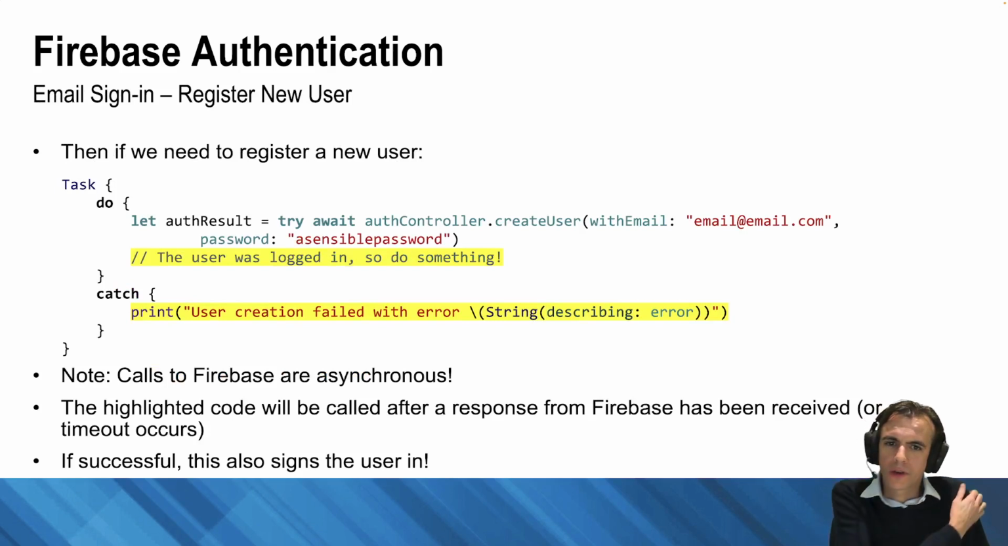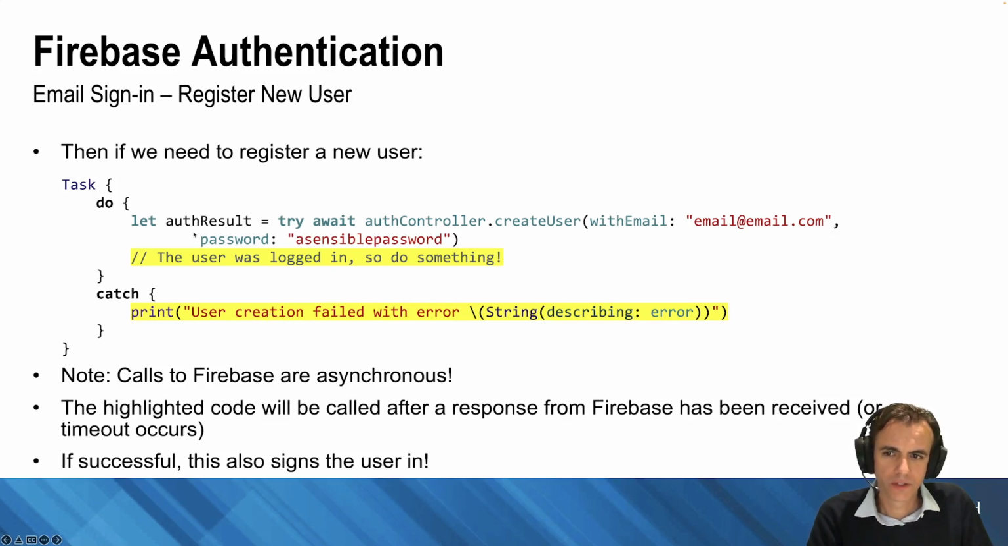So let's have a look at a simple example of registering a new user. We call a method on the auth controller called createUser. We give it an email address and a password, both strings, and then this is an async method. And as a result, it can either throw or return us a value, an auth result. So in this case, we dispatch it as part of a new task. We put it in a do catch block so we can catch the error and get back the auth result.